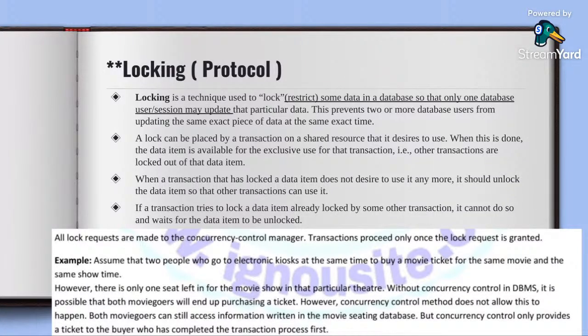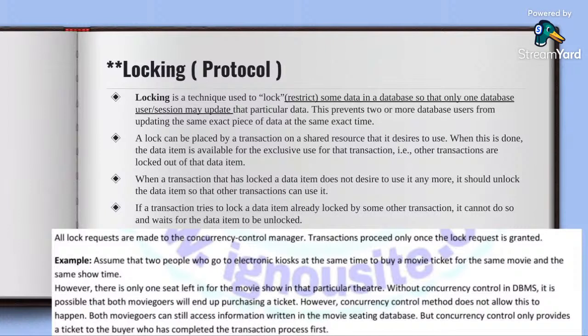Locking is a technique used to lock or restrict some data in a database so that only one database user or session may update that particular data. This prevents two or more database users from updating the same exact piece of data at the exact same time. A lock can be placed by a transaction on a shared resource that it desires to use. When this is done, the data item is available for the exclusive use of that transaction. That is, other transactions are locked out of that data item.